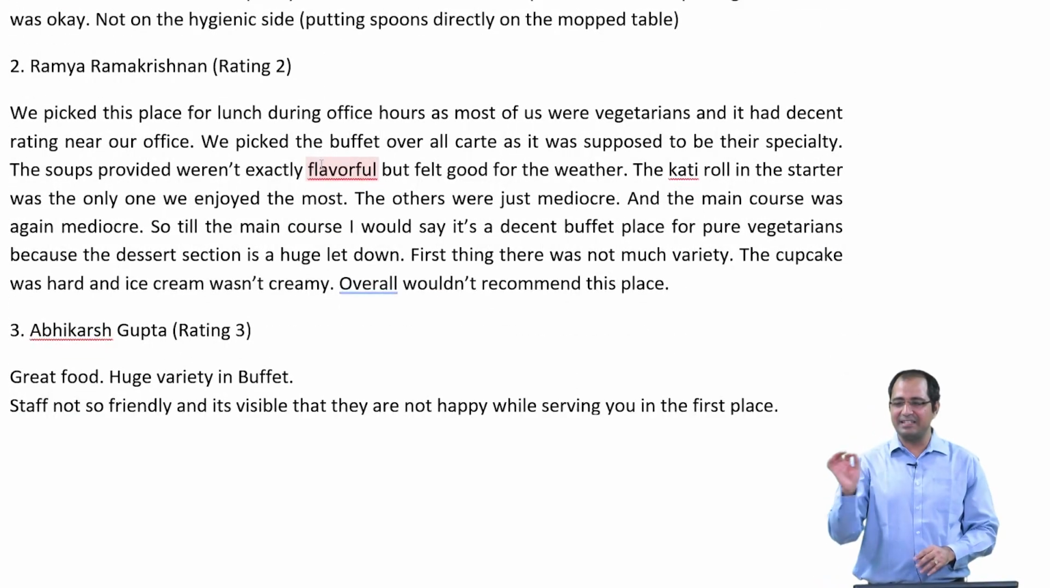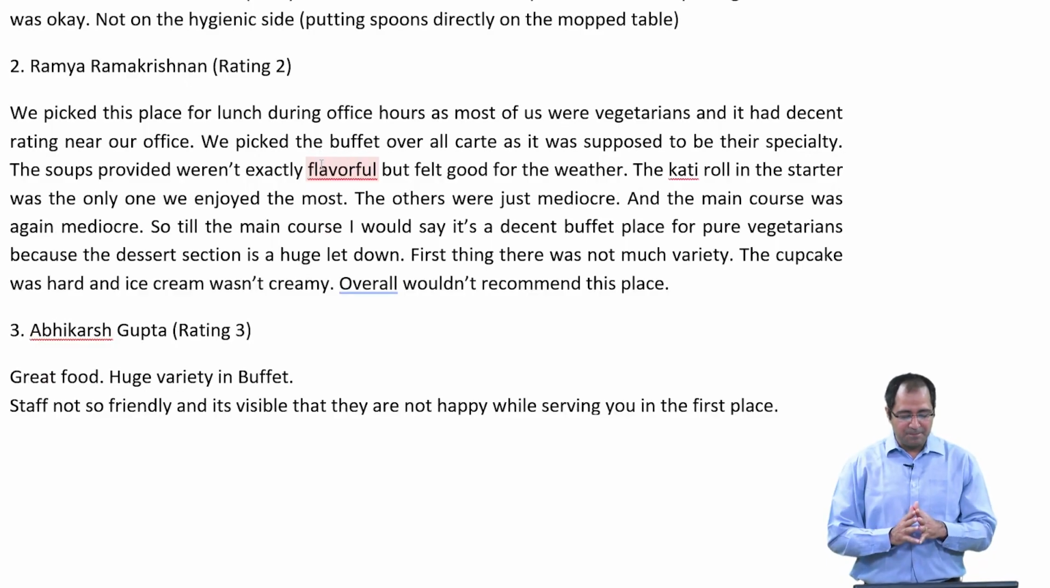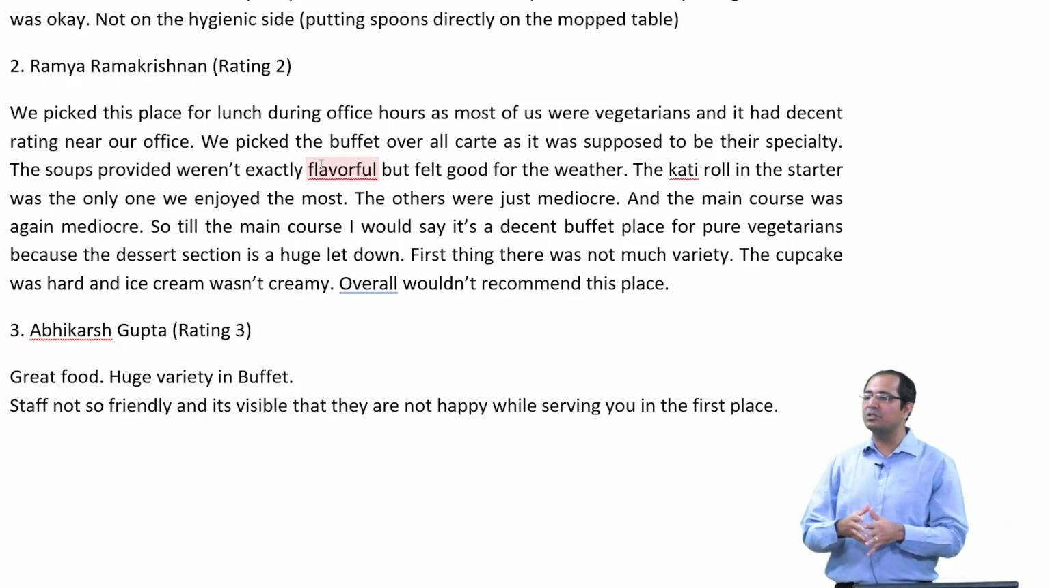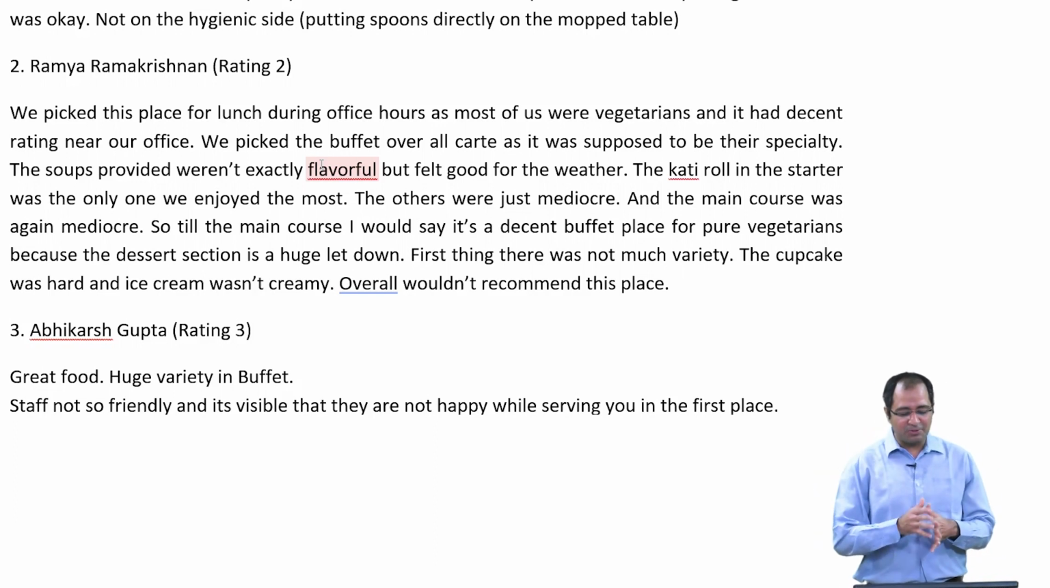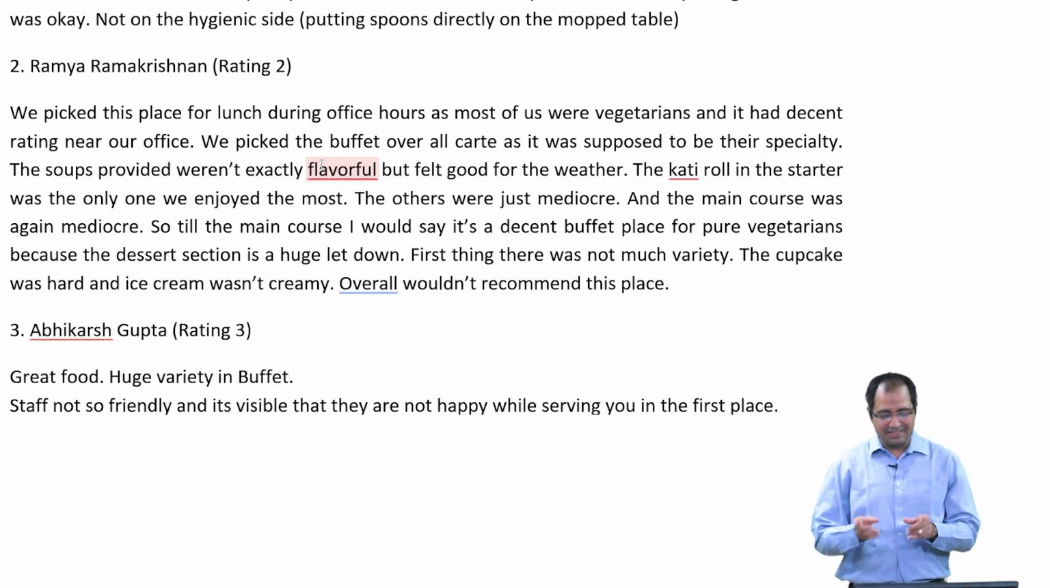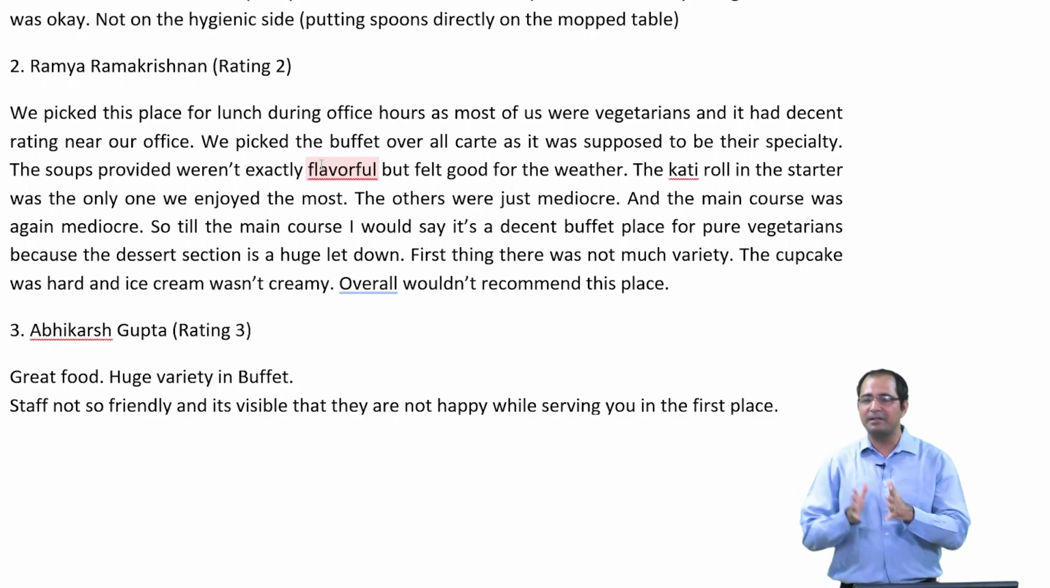You can quickly read 1 or 2. The first one is rating 3. The food is decent, but the quality looks on the downside compared to what they charge. Ambience was okay, not on the hygienic side. In the brackets, putting spoons directly on the mop table.